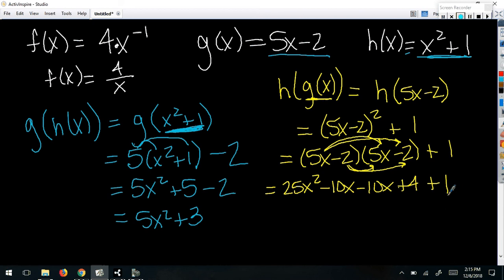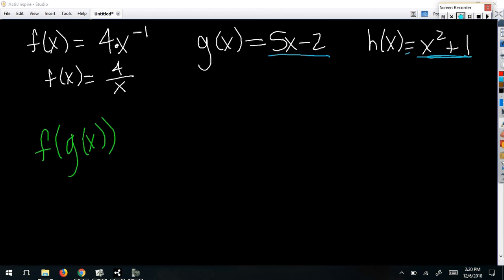Like terms? Do you have any? 25x squared stands alone. Negative 10x and negative 10x is negative 20x. Y'all don't get hung up on the easy stuff. And 4 and 1 is 5. I really want to show you, if you hadn't put the x in the bottom first, and then if you did put the x in the bottom first, how it makes a difference, you're going to still come back to the same answer.